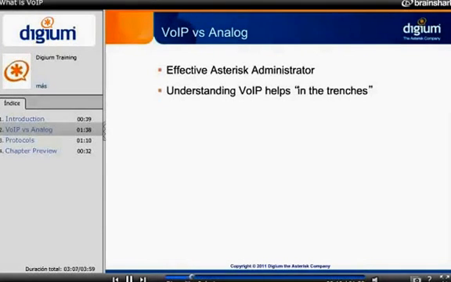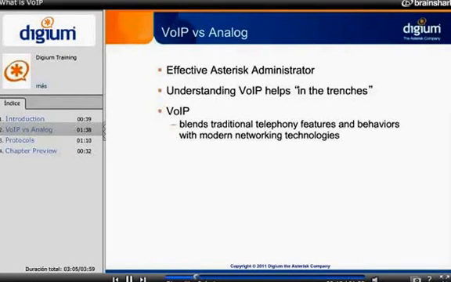Without going too deep, we'll simply state that Voice over IP blends traditional telephony features and behaviors with modern networking technologies. VoIP protocols try to mimic the user experience and feature set of traditional telephony systems, despite having completely distinct underlying technologies. For example, one important difference between VoIP and traditional telephony is the way call setup is performed.